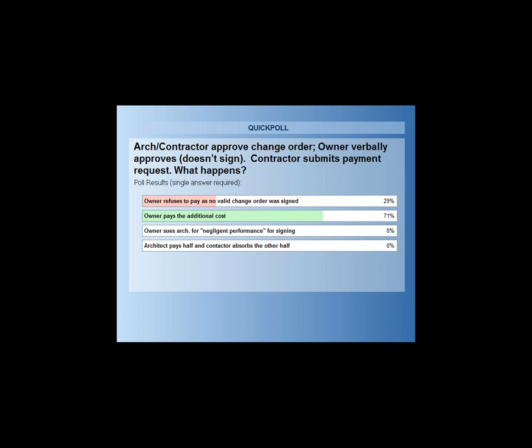Yeah, I agree. So we have our results, and the majority of people are saying that the owner is going to pay the additional costs, followed by a smaller percentage saying the owner refuses to pay because no valid change order was signed. And no one picked options 3 or 4, which I find interesting.